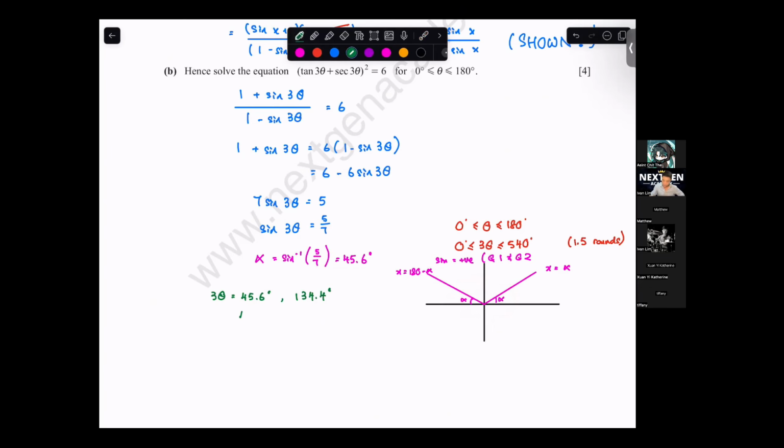So 45.6 plus 360, 405.6 degrees. Then here, 494.4 degrees. Okay, you check these 4 answers. Is it within the range of values here, the domain over here? All of it is within 0 to 540, so we accept all the answers. This is for 3 theta. Now I want you all to divide all the values by 3, which you'll get 15.2 degrees, 44.8 degrees, 135.2 degrees, and 164.8 degrees. This type of solving question, 100% one question will come up.